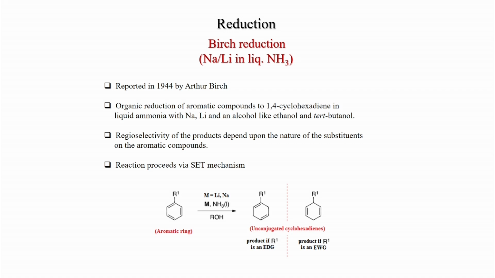Like if there is a substituted aromatic ring and it is treated with sodium or lithium metal in liquid ammonia with a proton source like alcohol, then you get an unconjugated cyclohexadiene, and in one case the double bond carries the R1. When R1 is an electron donating group, then you get this kind of system, and when R1 is an electron withdrawing group, then the cyclohexadiene system has a saturated carbon here which constitutes the R1.